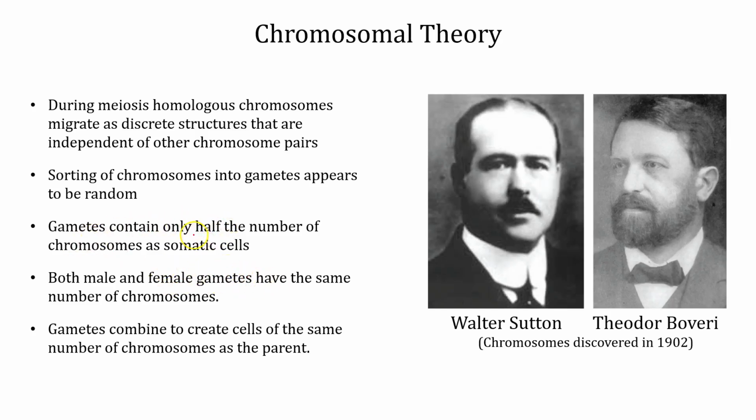Gametes contain half the number of the chromosomes in the somatic cells. So remember, a somatic cell is going to have 46 chromosomes. Gametes are only going to have 23 chromosomes. Both male and female gametes have the same number of chromosomes. That would be sperm and the ova, or ovum, eggs. And gametes combine to create cells of the same number of chromosomes as the parent. That's chromosomal theory.